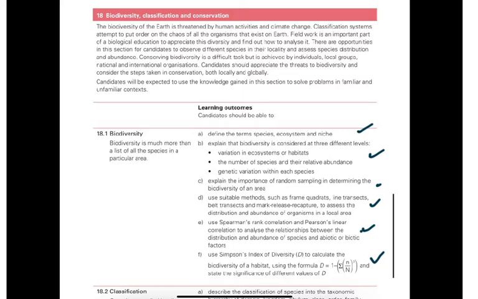Every time, make it a habit to go through the learning outcomes, then revise the chapter, and then again go through the learning outcomes and see: did you cover everything? Did you cover every point of the syllabus or not? That's one of the best ways to revise for A-level biology.